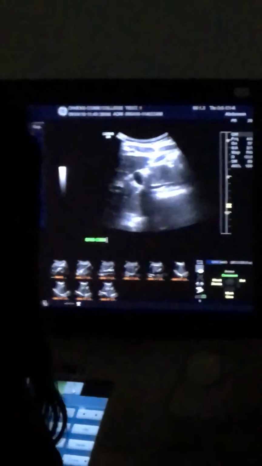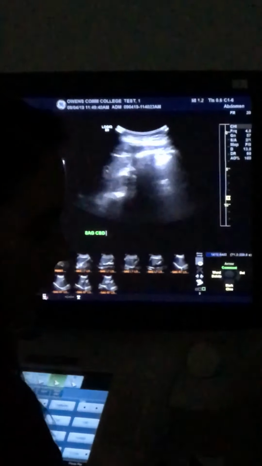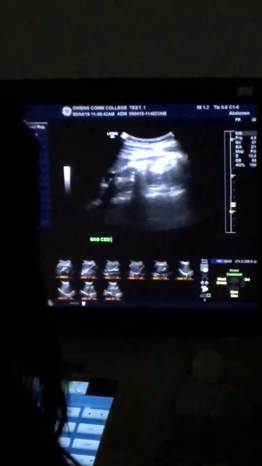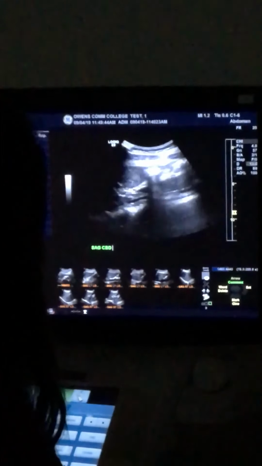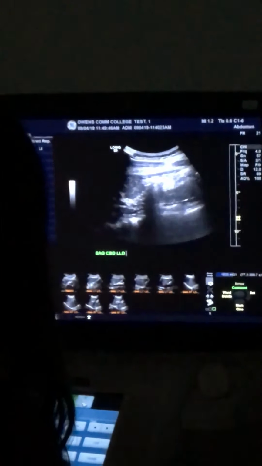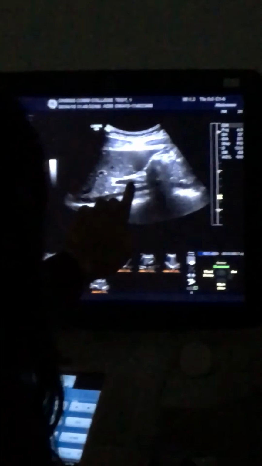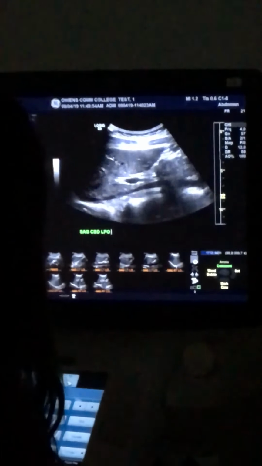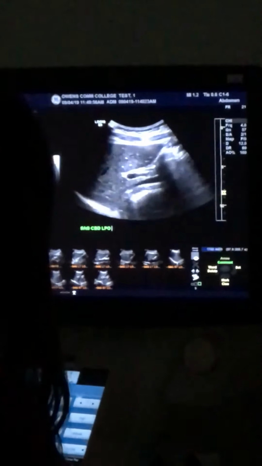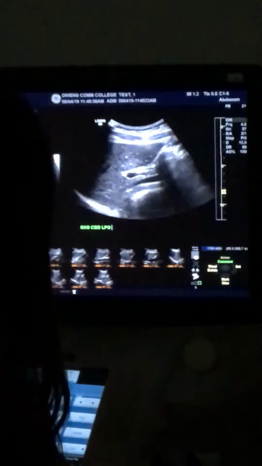Can you see stuff? So I like to start right up here in this little space up near that xiphoid process. And then all you do is angle in just a little bit until you can see your portal vein and your hepatic artery. And then from there, I'm just trying to find that common bile duct. You have to use color to confirm.